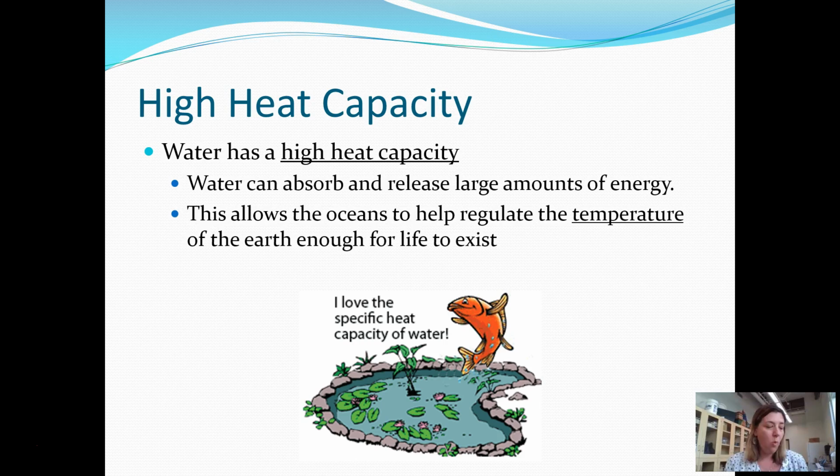And it turns out that water actually has the highest specific heat capacity of any liquid that we know of. Specific heat capacity is the amount of heat energy that it takes to raise the temperature of 1 gram of a substance by 1 degree Celsius. What this means for water, having a very high heat capacity, is that it takes a long time basically to heat and cool water.